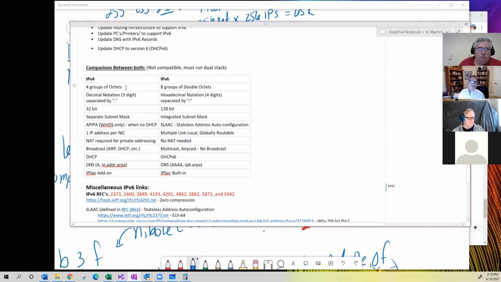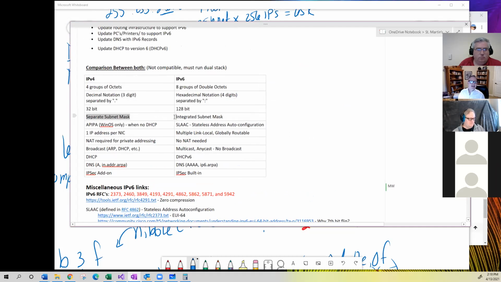4 groups of octets, 8 groups of double octets, decimal notation with 3 digits separated by periods, hexadecimal separated by colons, 32-bit, 128-bit number. Okay, separate subnet mask, integrated subnet mask right here. Okay, APIPA, when you don't get an IP address, now we've got brains in IPv6. When Peter talks about it, he's going to talk about stateless address autoconfiguration.